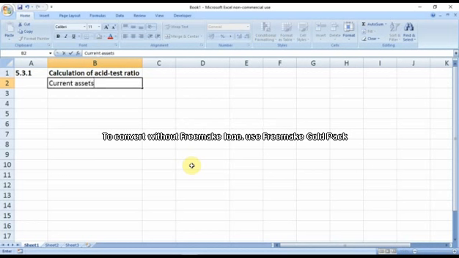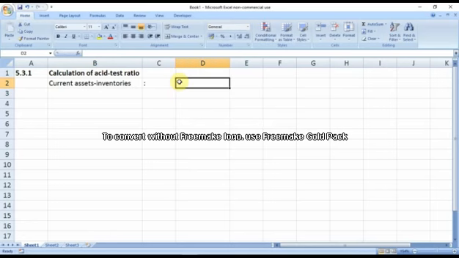So for the asset test ratio, the formula is that we compare the current assets minus the inventory, since inventory is one of the components of our current assets that is less easily convertible into cash. So we compare current assets minus inventories as a ratio to our current liabilities.